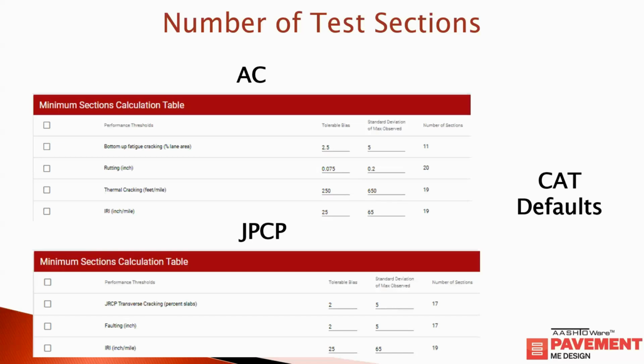If you don't have the minimum number of sections, the CAT will automatically lump all of those sections into the optimization. So 100% of the sections will be used for optimizing the coefficients. You will not have an independent set left over to do the validation.